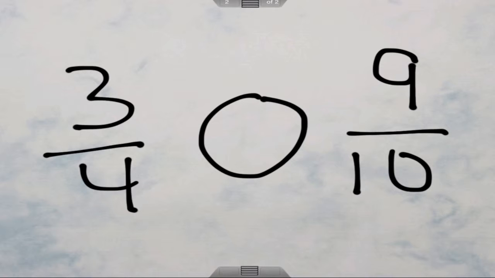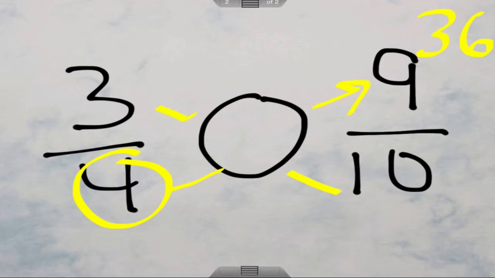To cross multiply, what we're going to do is take the denominator for one, and multiply it by the numerator of the other. So 4 times 9 is 36. Then I'm going to take 10 and multiply it by the 3. So you can see I made like an X there. So 10 times 3 is 30.